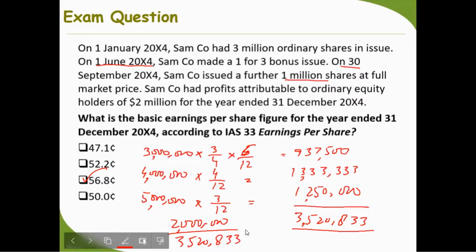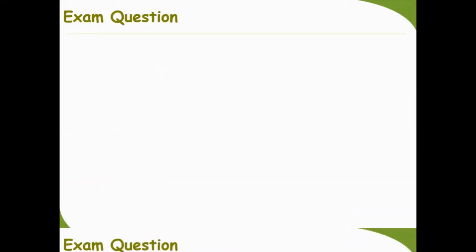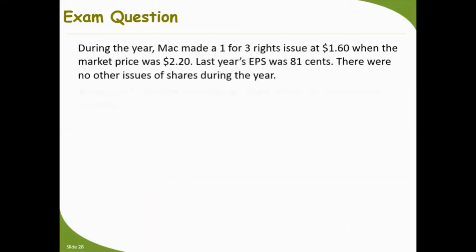This is what happens when you have, in the same accounting period, bonus issuance as well as full price issuance. But if you have bonus issuance only, then you will assume that it has happened at the start of the year, no time fraction. Okay. Now, next exam question.